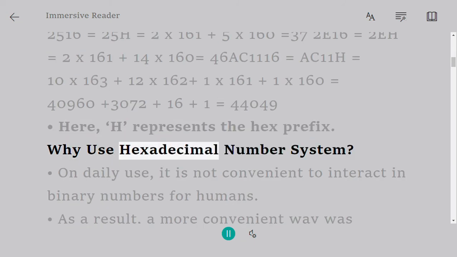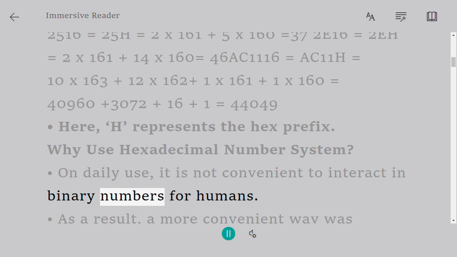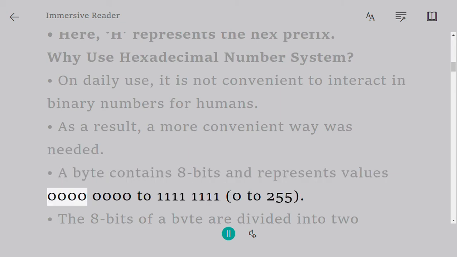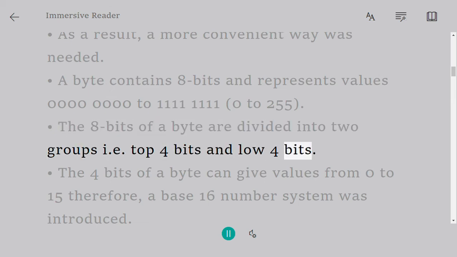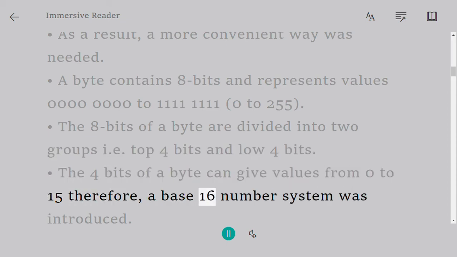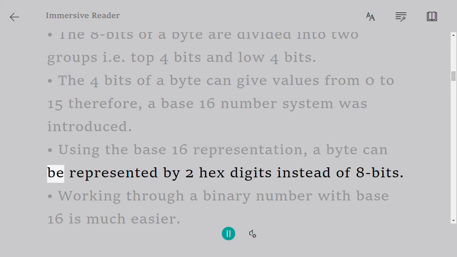Why use the hexadecimal number system? In daily use, it is not convenient for humans to interact with binary numbers. As a result, a more convenient way was needed. A byte contains 8 bits and represents values 00000000 to 11111111, that is 0 to 255. The 8 bits of a byte are divided into 2 groups, the top 4 bits and the low 4 bits. The 4 bits can give values from 0 to 15, therefore a base 16 number system was introduced. Using base 16 representation, a byte can be represented by 2 hex digits instead of 8 bits.